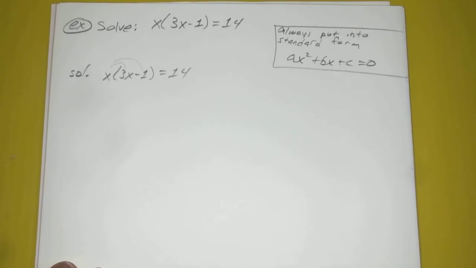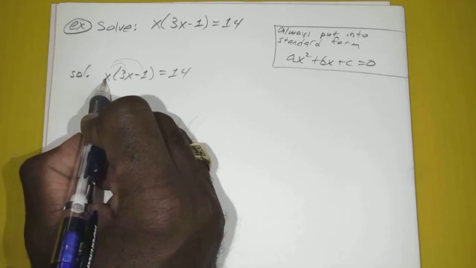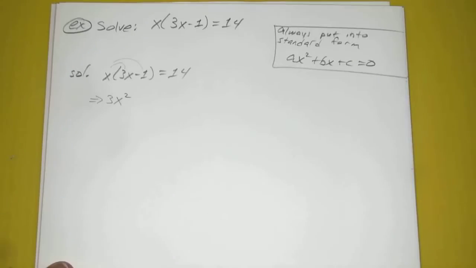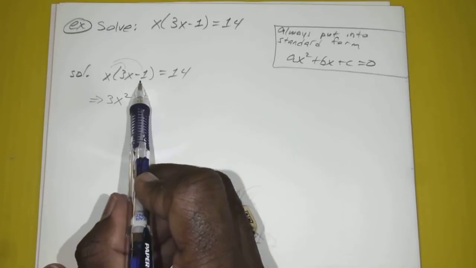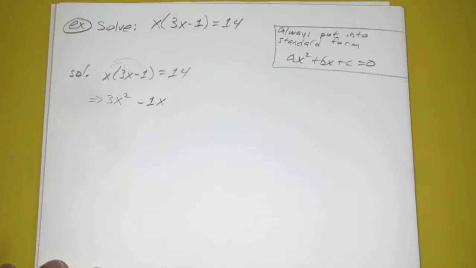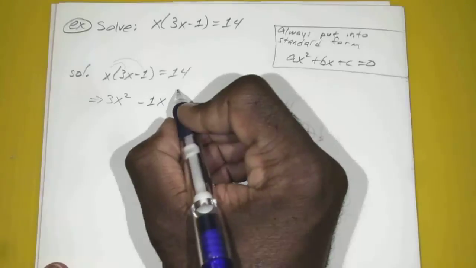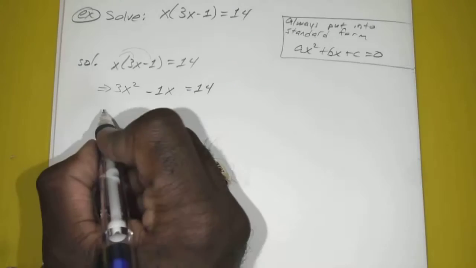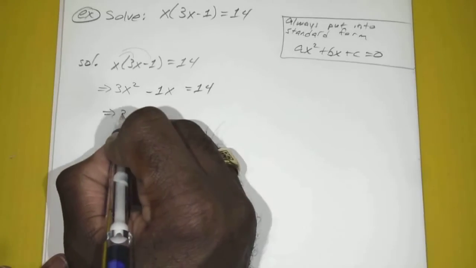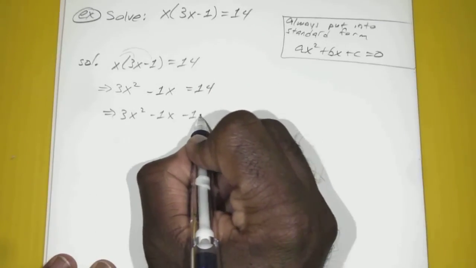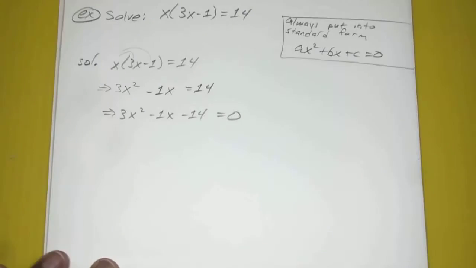Okay, so you want to go ahead and distribute that x. X times 3x is 3x squared. X times negative 1, you can put negative x or negative 1x, whichever one you like, equals 14. Okay, so now if we subtract 14 from both sides, that's 3x squared minus x minus 14 equals 0.